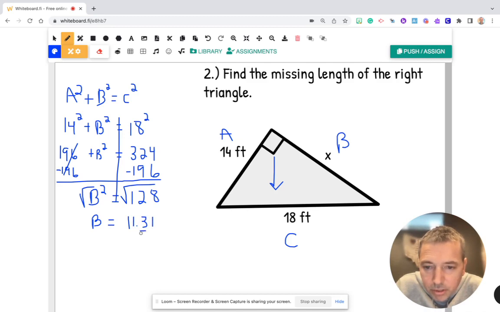So the first spot after the decimal is a 3. That means I look to the number behind it. If it's 5 or greater, I'm going to round up. But it's not. It's less than 5, so I'm going to keep it the same. So I think B is going to be 11.3 feet.